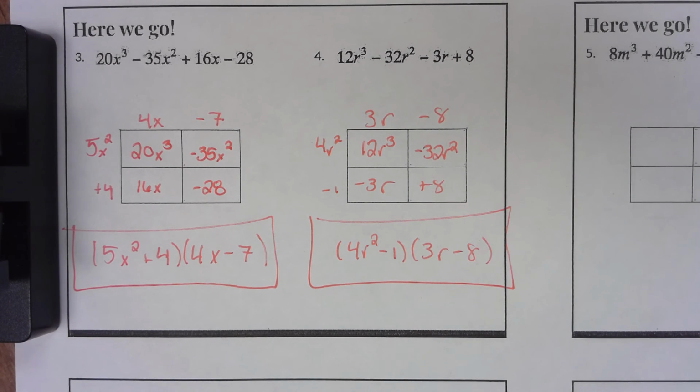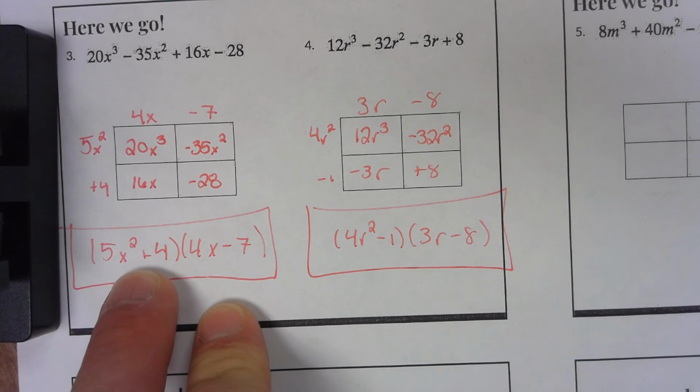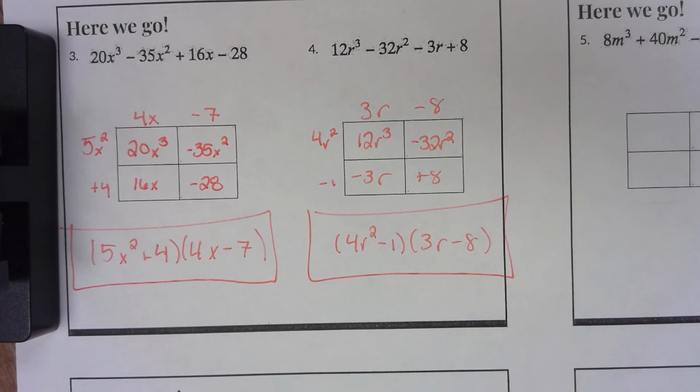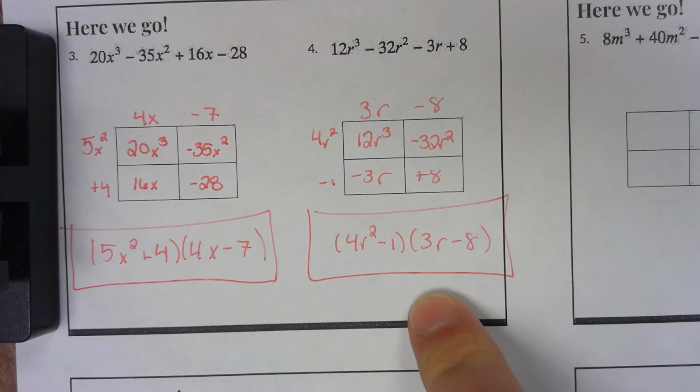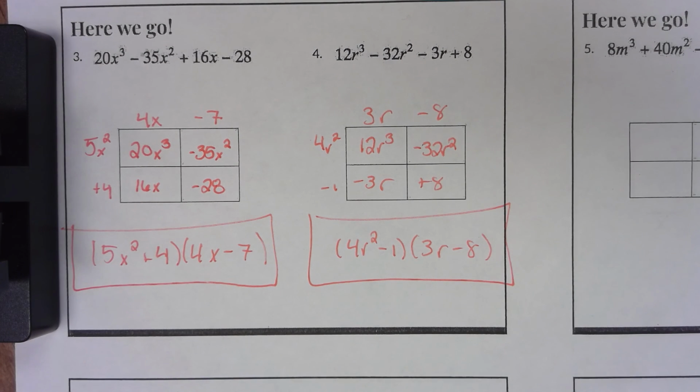One other question I get asked fairly often is, does it matter which factor we write first? No, it doesn't. Not at all. You could write 4x minus 7 times 5x squared plus 4. It's all the same. And then here on number 4, you get 4r squared minus 1 times 3r minus 8.